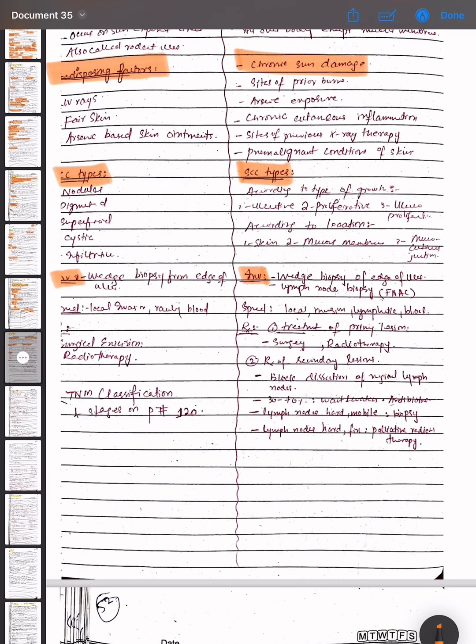What is the spread of the basal cell carcinoma? It is locally invasive and rarely spreads in blood, while the spread of squamous cell carcinoma is local and lymphatic, and blood is involved. Okay, what are the treatment options for the basal cell carcinoma?